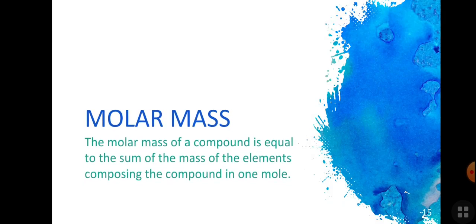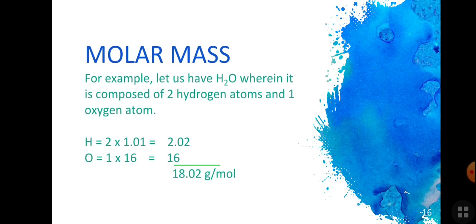Okay, so getting the molar mass of elements is very easy, but how about the molar mass of a compound? So the molar mass of a compound is equal to the sum of the mass of the elements composing the compound in 1 mole. So for example, meron tayong water. So water, to get the molar mass of water, we need to determine the atoms composing water. So the atoms composing water are 2 hydrogen and 1 oxygen.